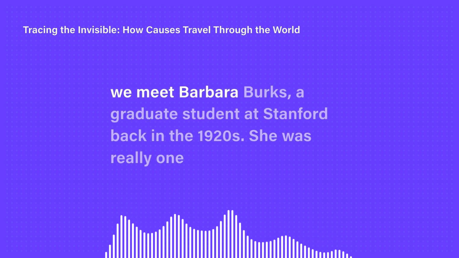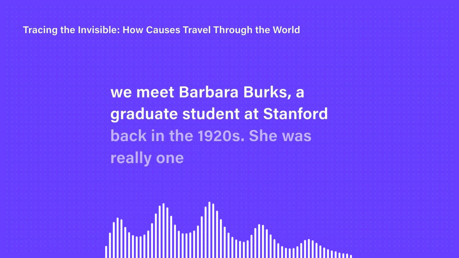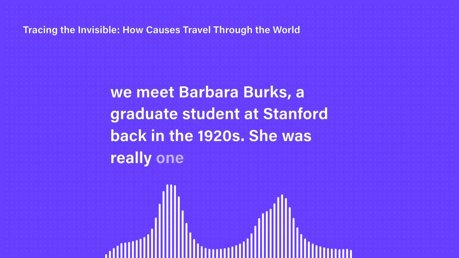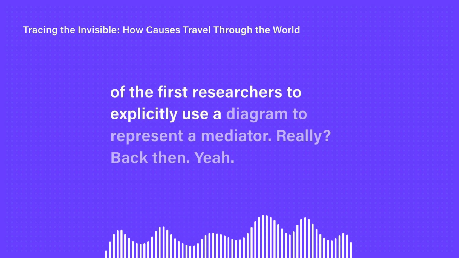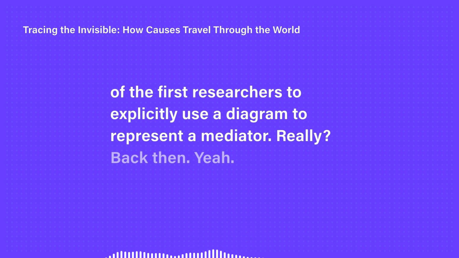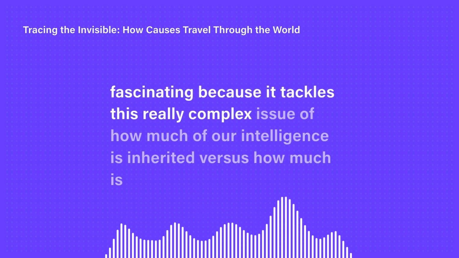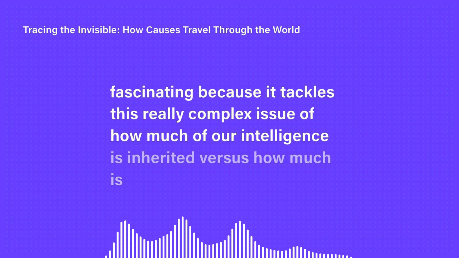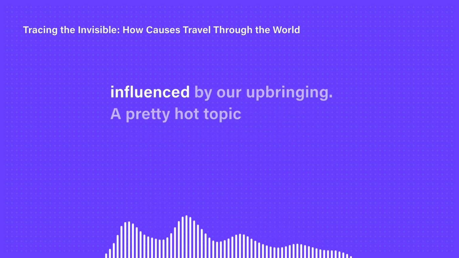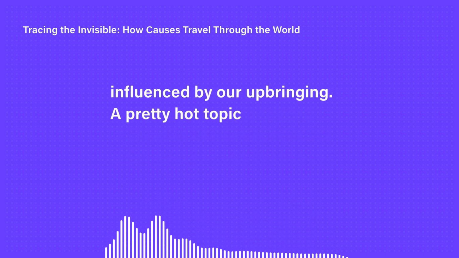And this is where we meet Barbara Burks, a graduate student at Stanford back in the 1920s. She was really one of the first researchers to explicitly use a diagram to represent a mediator. Really? Back then? Yeah. And her work is fascinating because it tackles this really complex issue of how much of our intelligence is inherited versus how much is influenced by our upbringing. A pretty hot topic even today, I guess.